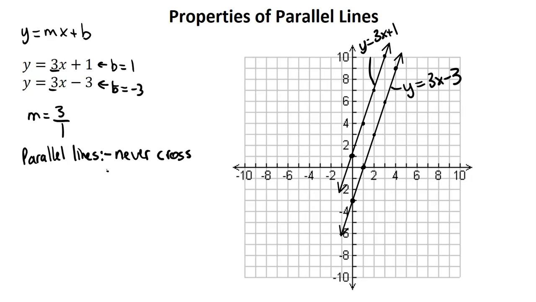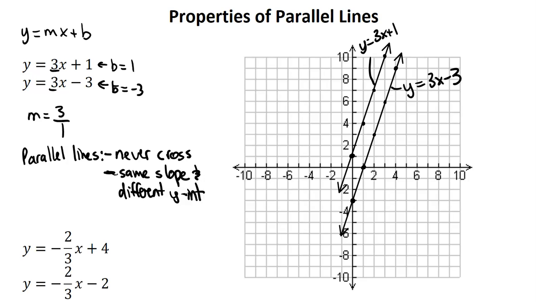Parallel lines never cross. Another thing we know about parallel lines is that if they have the same slope and they have different y-intercepts, then they are parallel lines, as we can see in this particular example. But that applies to anything. Let's do one other example of a couple of lines and see how this works.